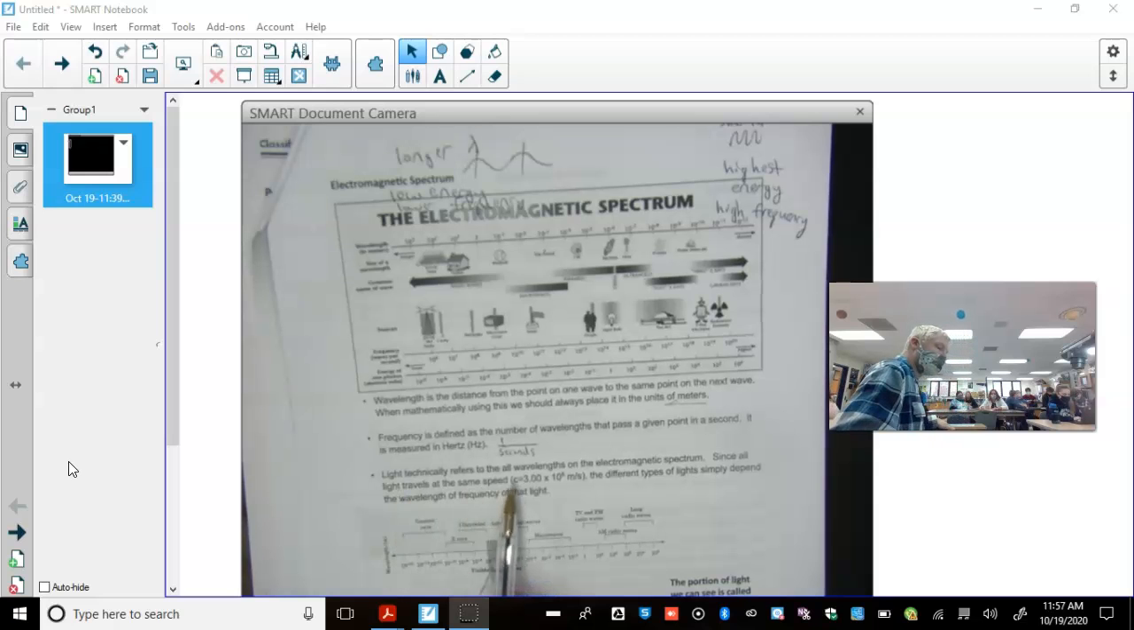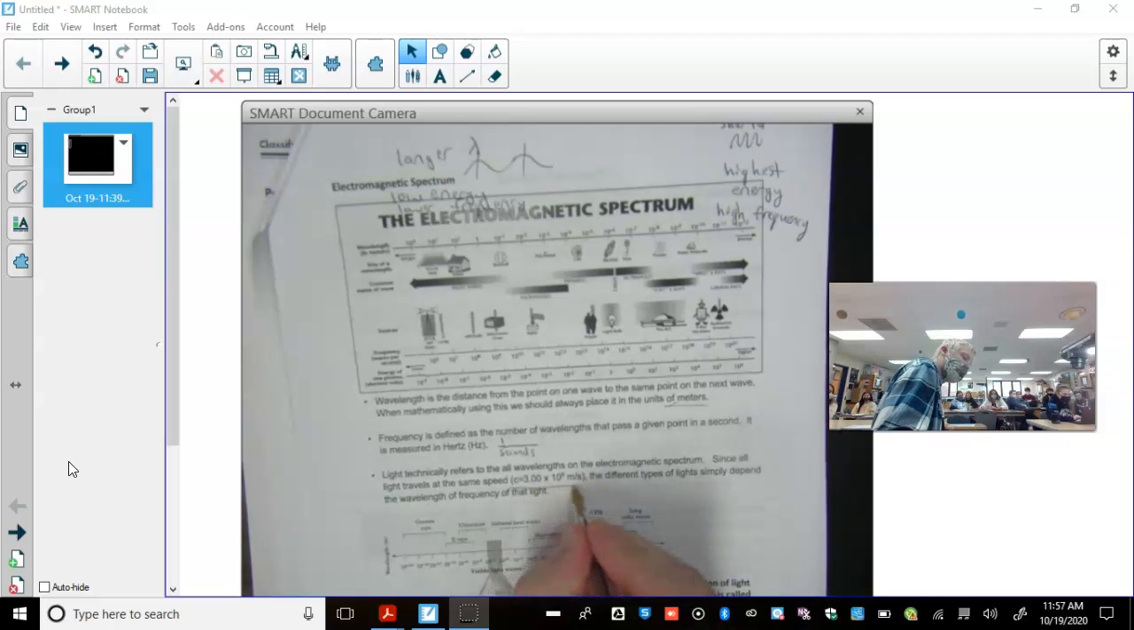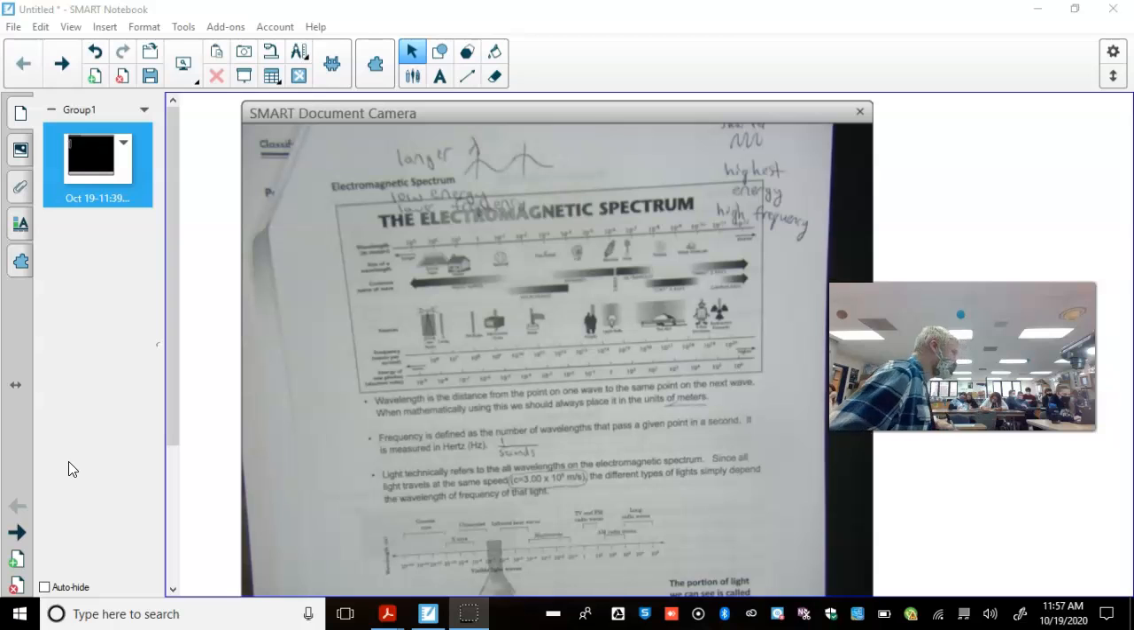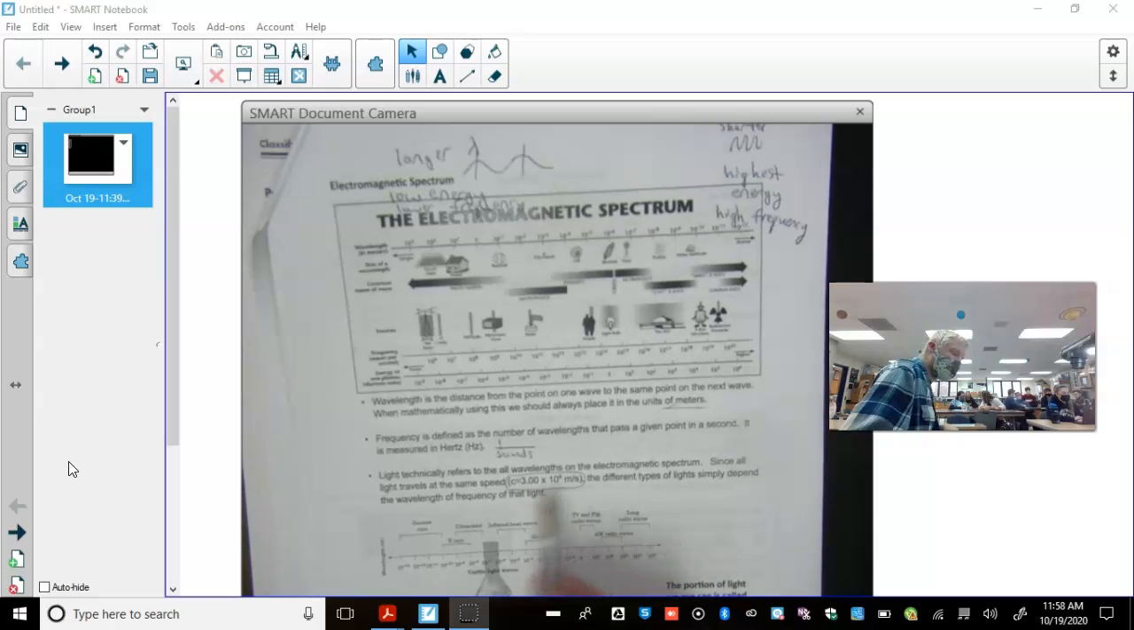So light technically refers to all the wavelengths on the electromagnetic spectrum. Since light travels at the same speed, this is actually given to you in your data booklet on the first page, table of constants. Speed of light is 3 times 10 to the 8 meters per second. If you took physics, you probably have it memorized. Anybody take physics? Good thing you don't have to memorize it. It's on the data table.